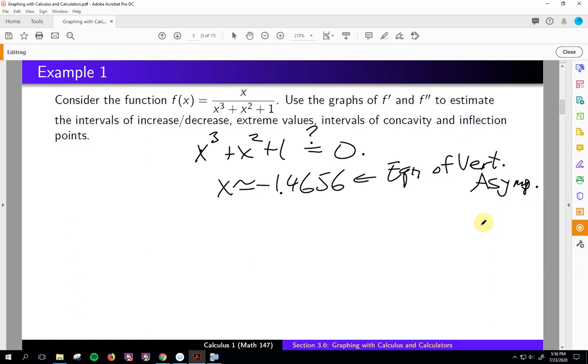Now, let's go ahead and calculate the first and second derivative like we were asked to do. The first derivative isn't too terribly bad. We could rewrite this function as x times this denominator to the minus 1 power. Or actually, excuse me, I'm just going to use the quotient rule as is.